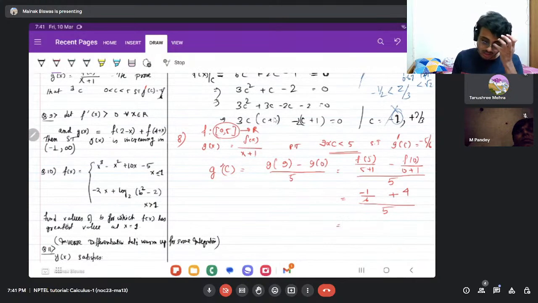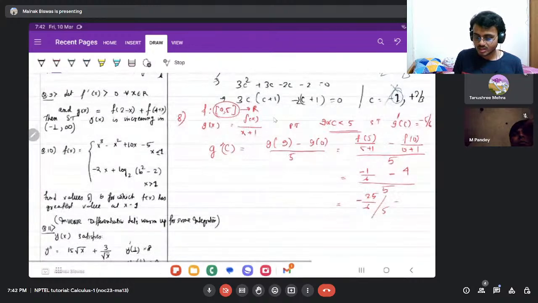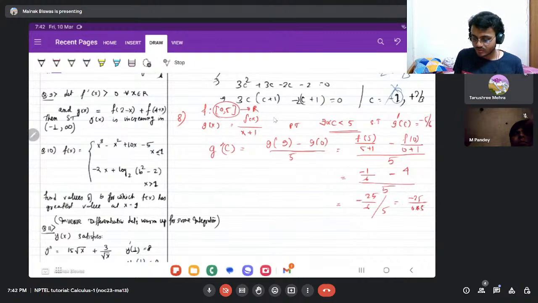I don't know if I made some mistake here, so let's see. It's minus, right? Yeah. So this turns out to be minus 1 by 6 minus 25 divided by 5, which is minus 25 by 6 into 5, which is equal to minus 5 by 6. Agreed? So there exists a c such that g dash of c is equal to minus 5 by 6. c is between 0 and 5.